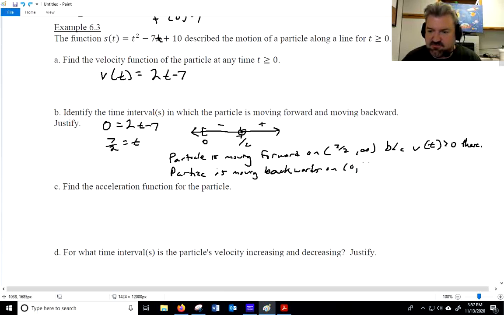0 to 7 over 2. Remember, don't go down to negative infinity, because they said just for time greater than or equal to 0. Because this time v prime of t is less than 0.